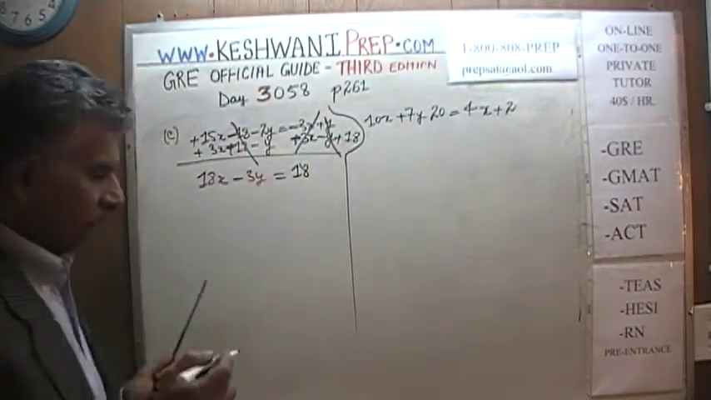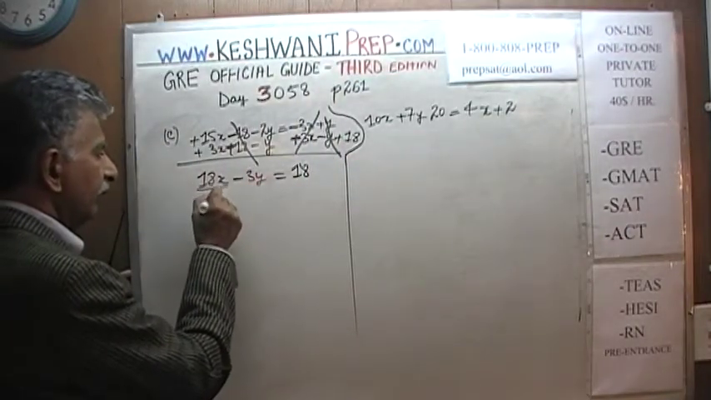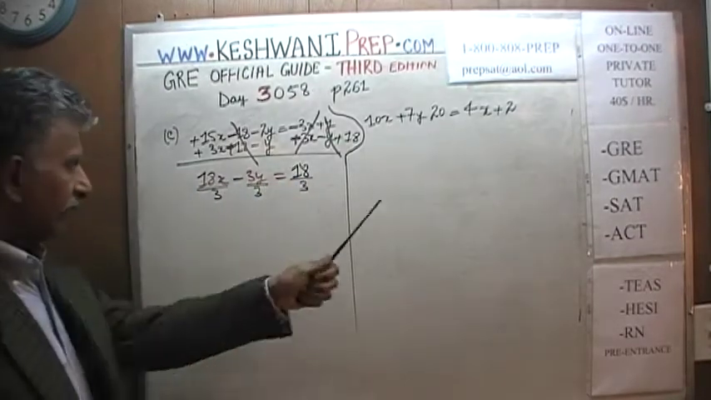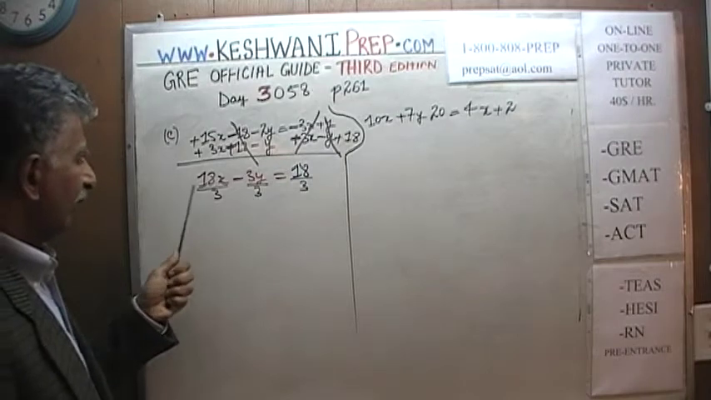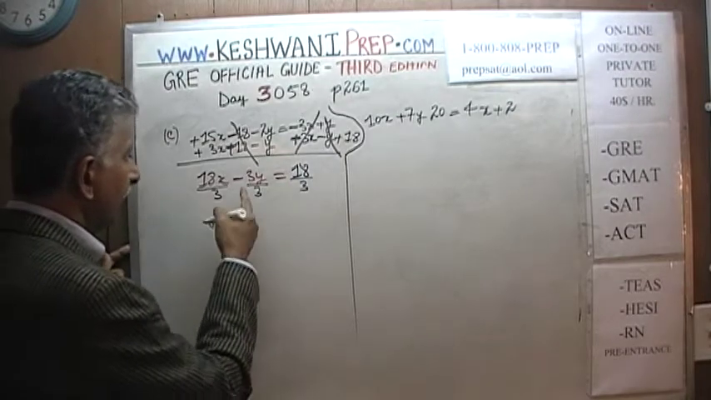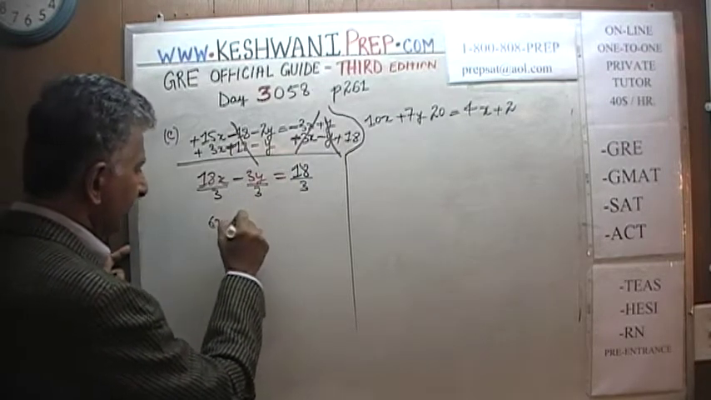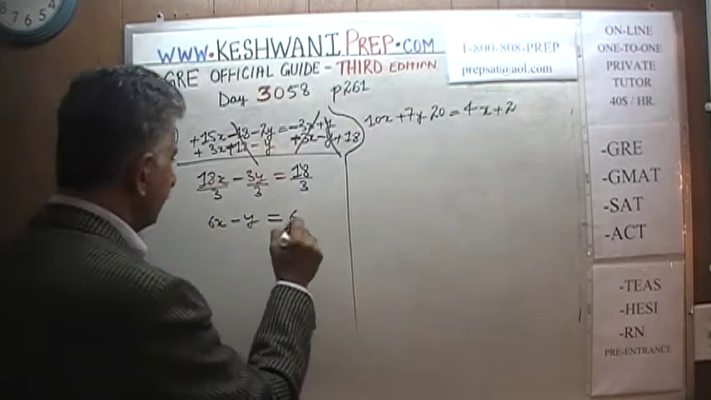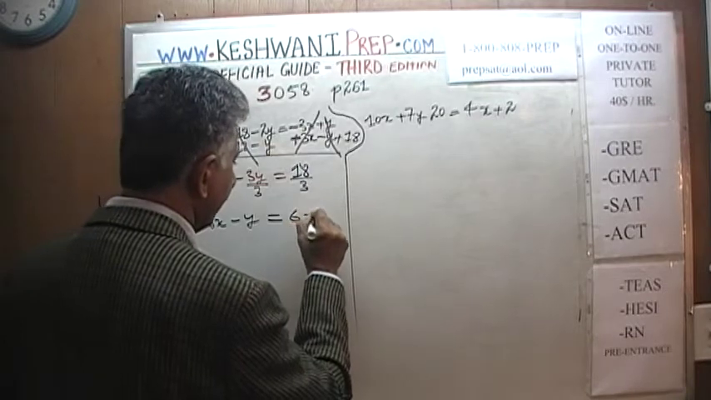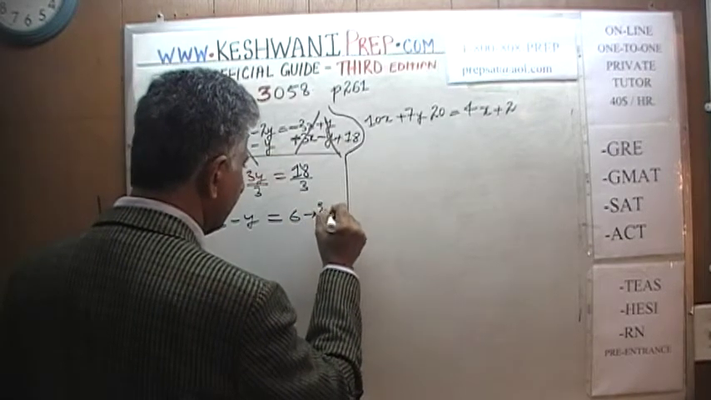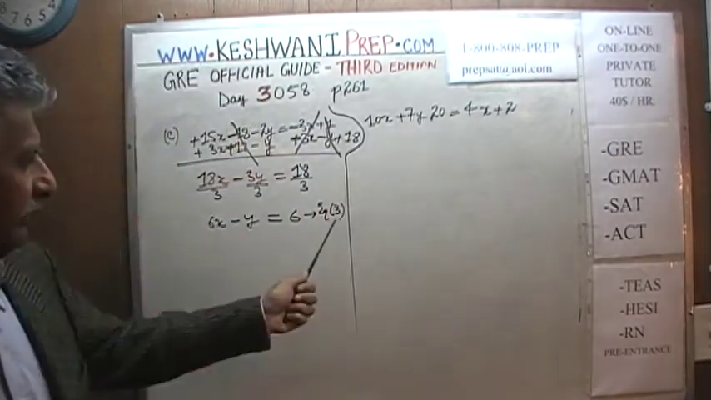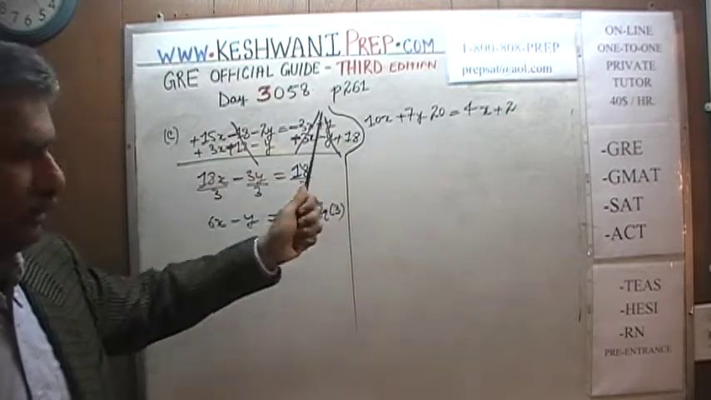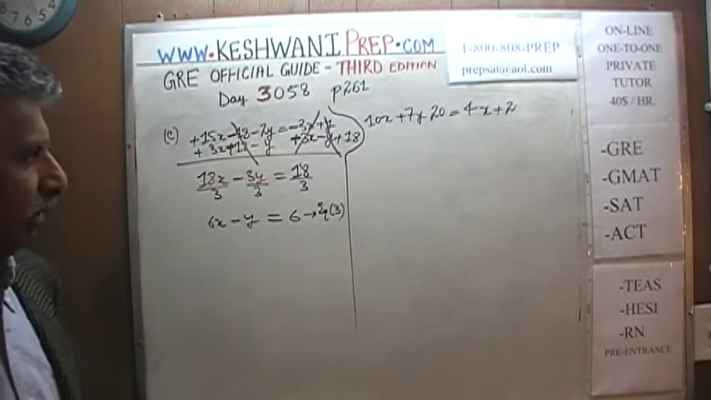Let's divide this entire equation by 3. In other words, let's divide this term by 3, that term by 3, this term by 3. 18 divided by 3 is 6x. Negative 3 divided by 3 gives us negative y, and this gives us 6. Let's call this equation 3, even though equation 3 is nothing but a derivation of equation 1. That was equation 1, this is equation 2, even though we did not put it down. This is what we're going to call equation 3.